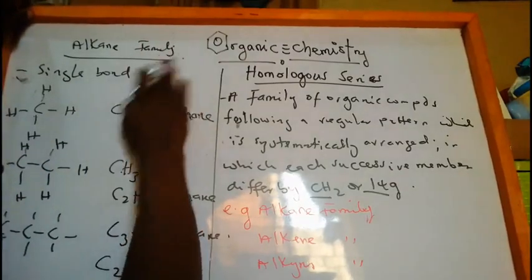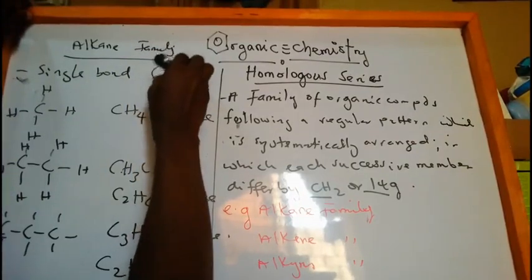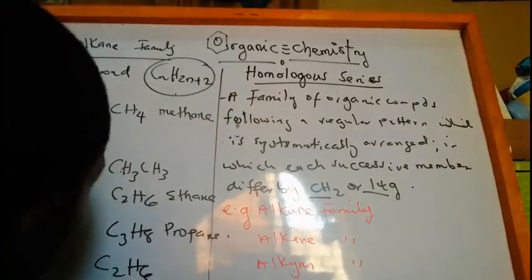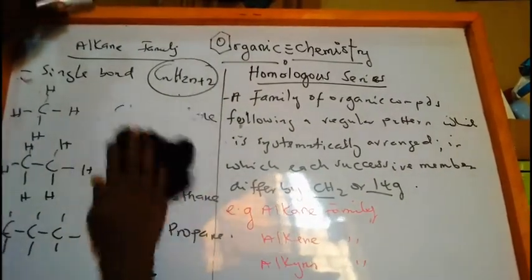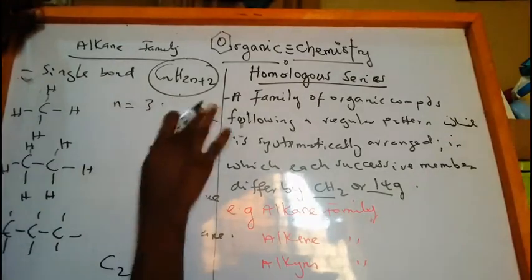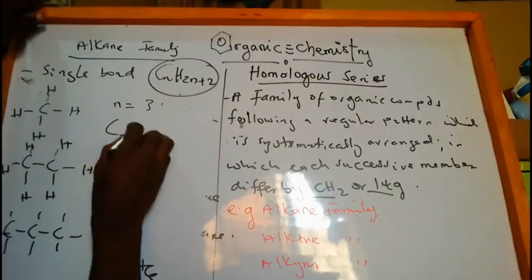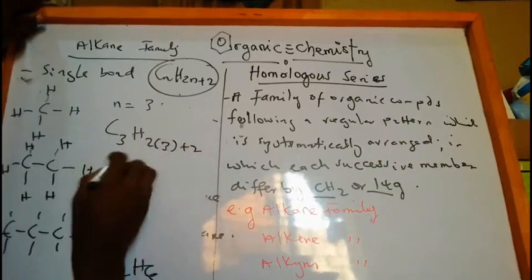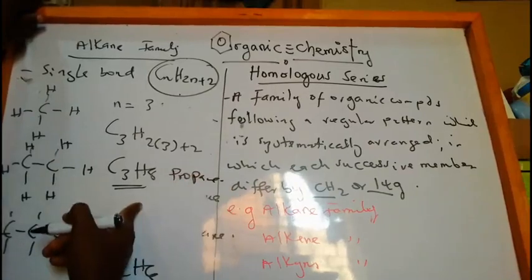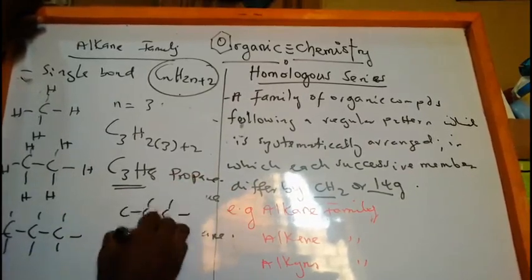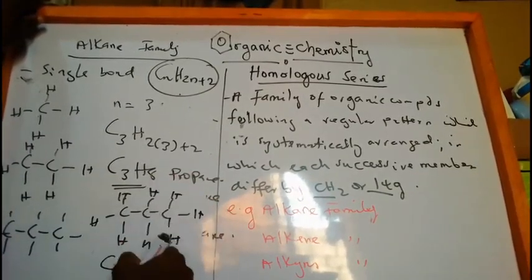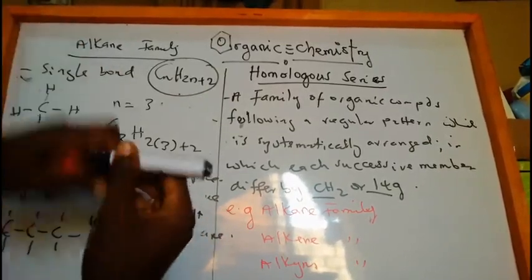And generally they have a formula, which is CnH2n+2. This formula is for any alkane group. Let's affirm the use of this formula quickly. For example, when n equals 3, substitute the value of 3 here, and you are going to have C3H(2×3+2). So that will give you C3H8. C3H8 stands for propane. If you draw the structure, you get propane. We use this formula to get the structure of any given alkane when the number of carbons is known.